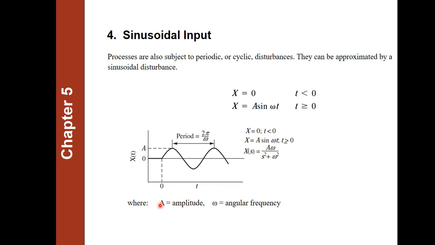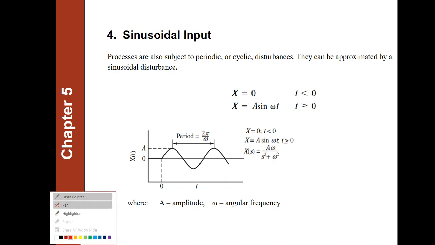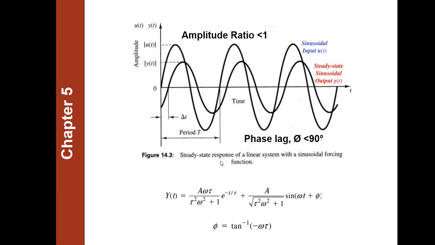Now we refer to the A as the amplitude of the change and omega as the angular frequency in radian per unit time. Now, if we represented the sinusoidal forcing function as A sine omega t, its Laplace transform is this: A omega over s squared plus omega squared. If this is the Laplace transform of this forcing function, now let's look at its response. The response of a sinusoidal forcing function of magnitude A is this particular equation.